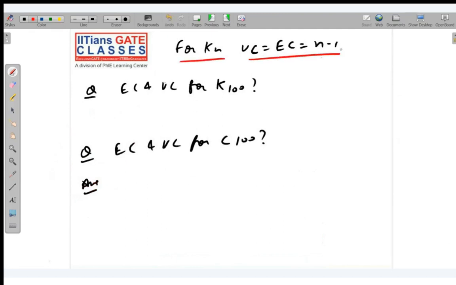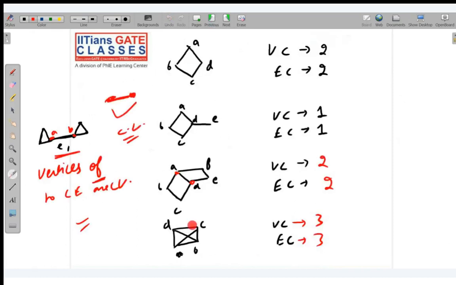So for Kn, vertex connectivity is equal to edge connectivity is equal to n minus 1. That is very, very obvious. Why? Because you have to remove n minus 1 vertices. Only then you will get a trivial graph. For vertex connectivity, you have to remove all n minus 1 vertices.